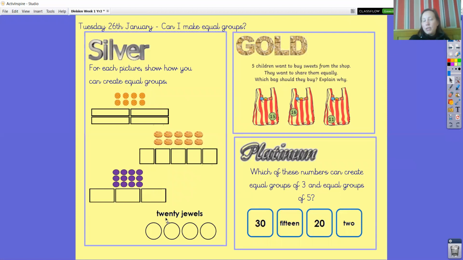And then we've got some words here. Can you put that number into equal groups of 4? We've then got a word problem here. So there are 5 children who want to buy some sweets from the shop and they want to share them equally. Which bag should they buy? So which bags meant that the 5 children will get the same amount. And then finally, which of these numbers can create groups of 3 and equal groups of 5? So it has to be both. Can it make equal groups of 3 and equal groups of 5?